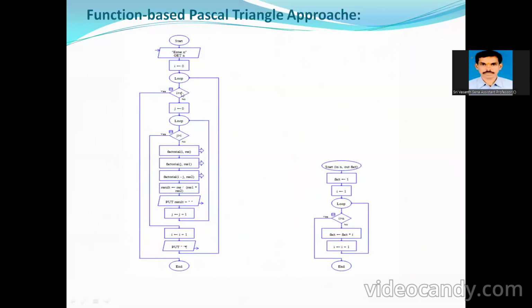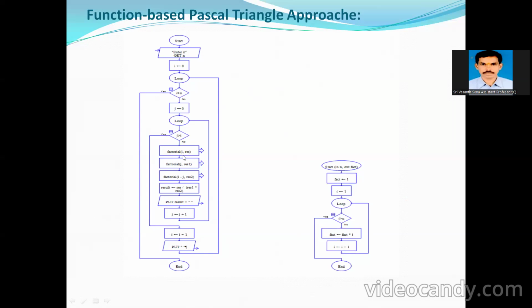So I am reading this n value. i is initialized to 0. Outer loop: I am checking the condition i less than n. j is 0, and j is less than or equal to i. I am calling the factorial function by passing i, comma, where i is the input variable and res is the output variable.